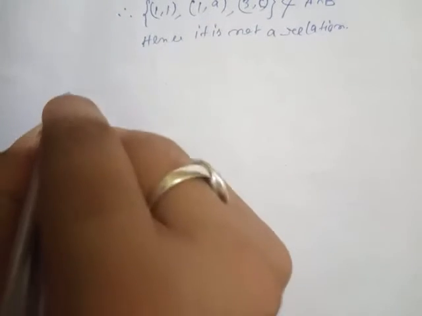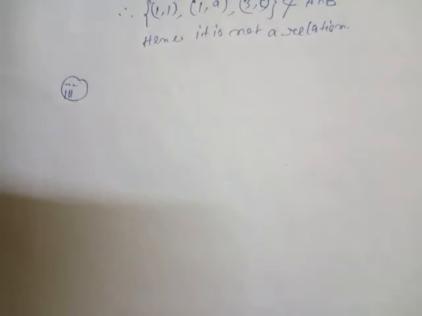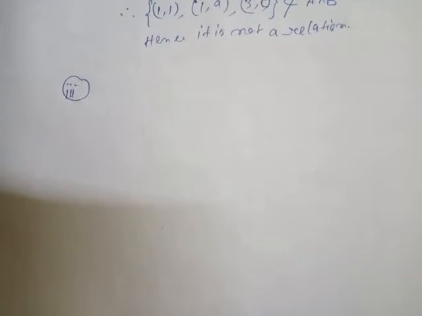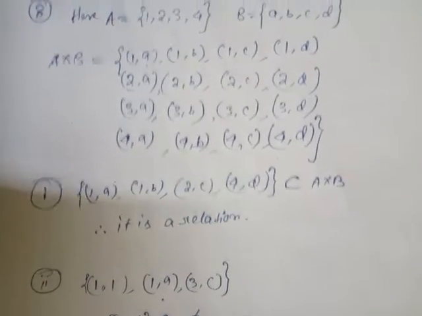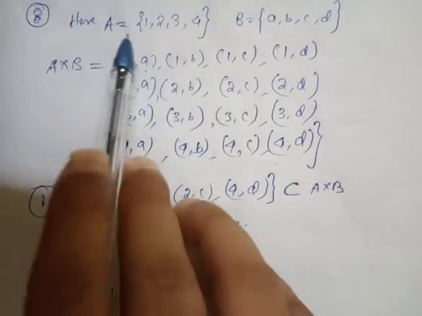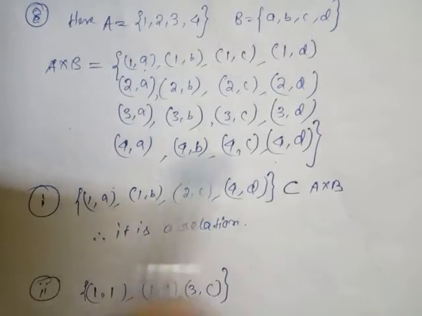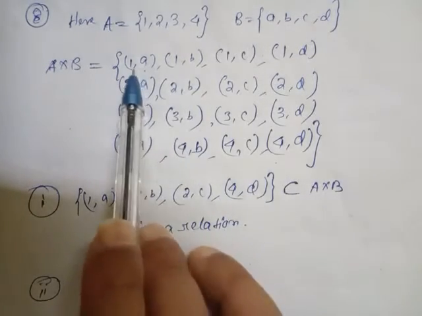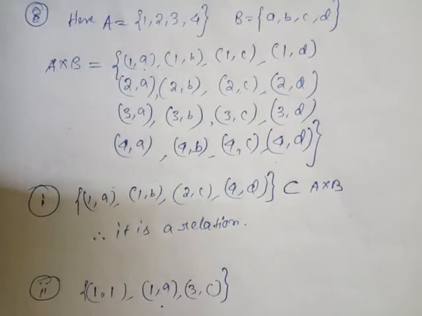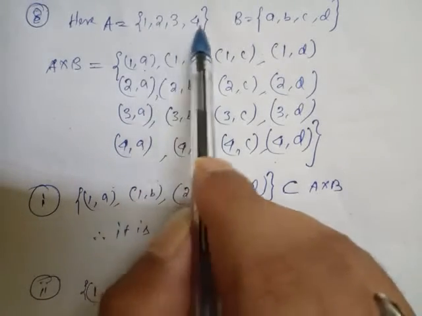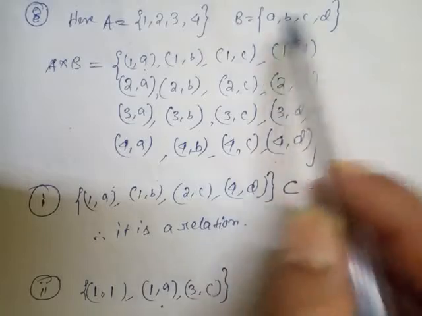Now look, Roman 3 is A product B. Now look students, before starting Roman 3 I must show you one thing. This is the condition of A product B, meaning A and B, all the elements are here. So we can say that all these elements obviously belong to A product B. Now look after that, which means all of 1, 2, 3, 4 belong to A, and a, b, c, d belong to B.